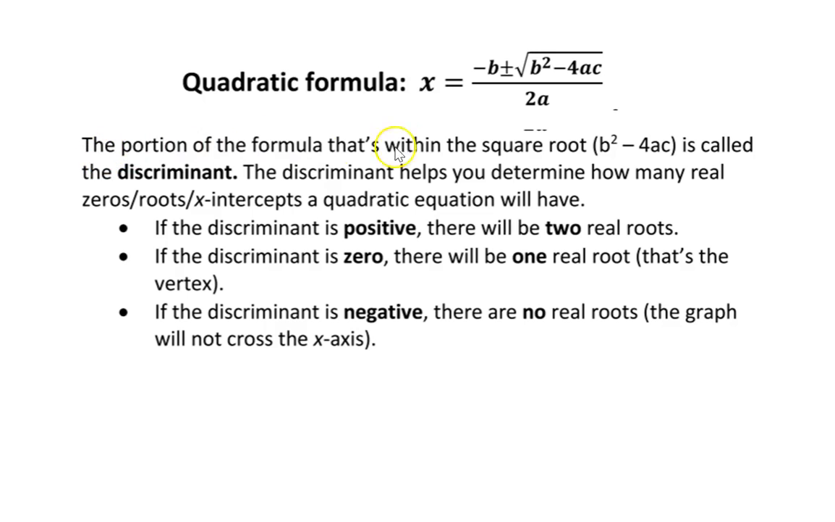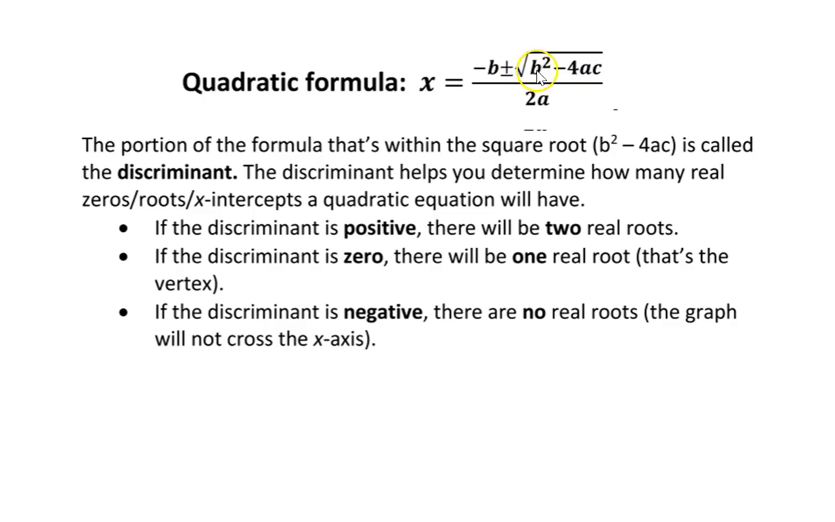Now the portion of the formula that's within the square root, the b squared minus 4ac, is called the discriminant. And the discriminant helps us determine how many answers there are to the equation. So when we plug in those values a, b, and c, and evaluate that discriminant, that tells us how many answers there are. Because if this value is positive, there are going to be two real roots or two real solutions to the quadratic equation we are solving.